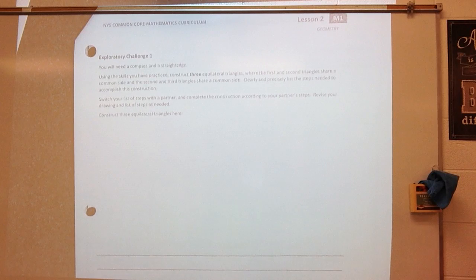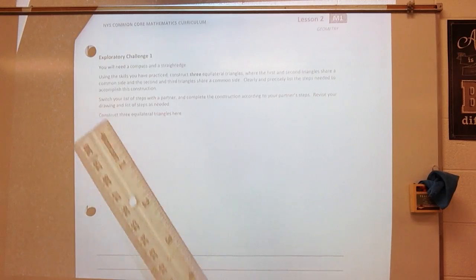Alright, so let's look at this. Exploratory Challenge 1. You'll need your compass and your straight edge. It says, using the skills you have practiced, construct 3 equilateral triangles, where the first and second triangles share a common side, and the second and third triangles share a common side. Clearly and precisely list the steps needed to accomplish this construction. So the first thing I need to do is draw a segment.